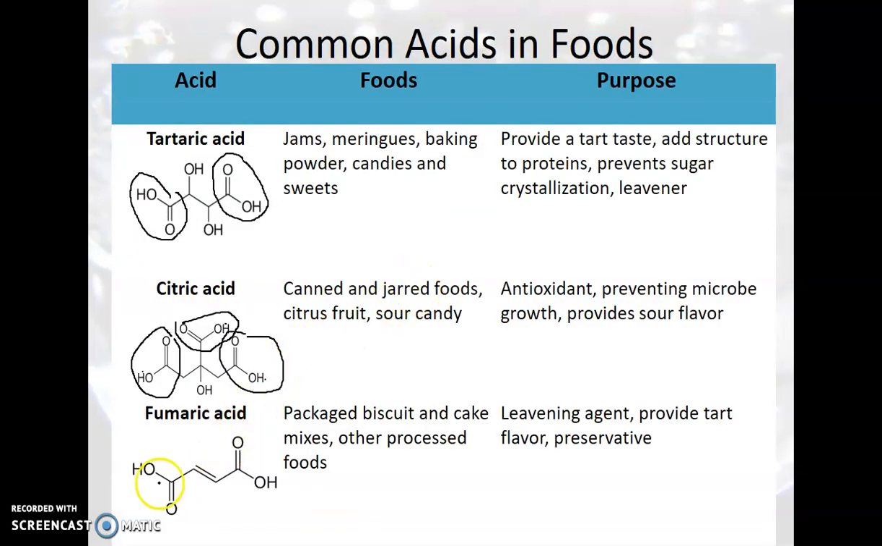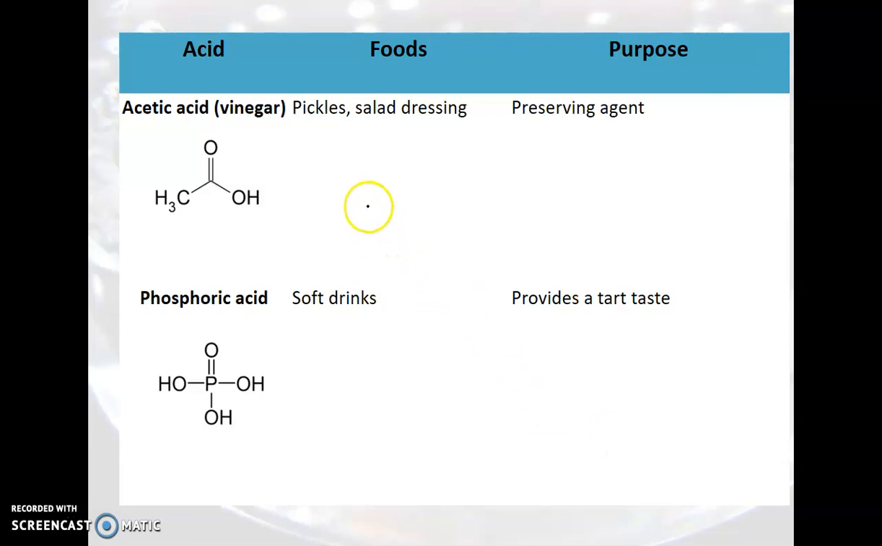Okay. Another is fumaric acid, carboxylic acid group right here and right here. And they use fumaric acid a lot in biscuit and cake mixes to give it a sour flavor. It's a leavening agent, but also it's a preservative to keep things from going bad. The other acid that I'm guessing you probably have seen more often than not is acetic acid, which is just a fancy name for vinegar. Vinegar has one carboxylic acid group right here. They use vinegar most of the time for pickles and salad dressings, and it works as a great preserving agent.